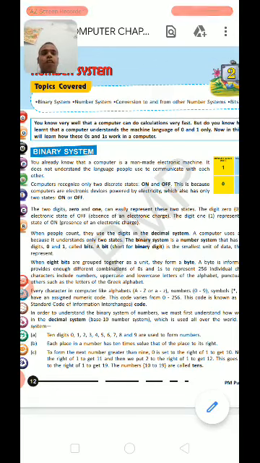So 1 means on, and 0 means off. That means 1 is understood as on and 0 is understood as off. So there are two states in the binary number system, that is on and off, which are indicated by the digits 1 and 0.